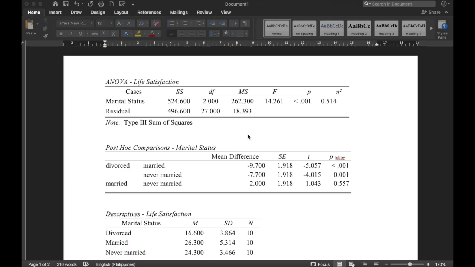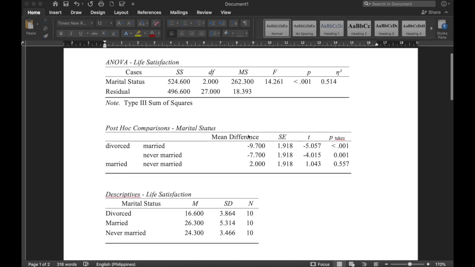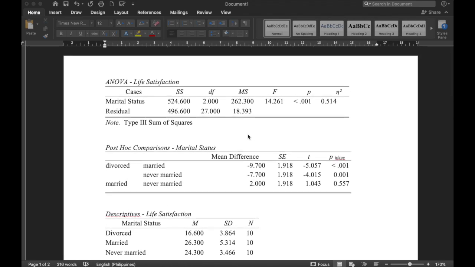Now I'm gonna talk about how to write a result section for one between subjects one-way analysis of variance. So this is our statistical output from JASP. You can look at my other video wherein I demonstrated on how to run between subjects analysis of variance, wherein I used this particular problem.